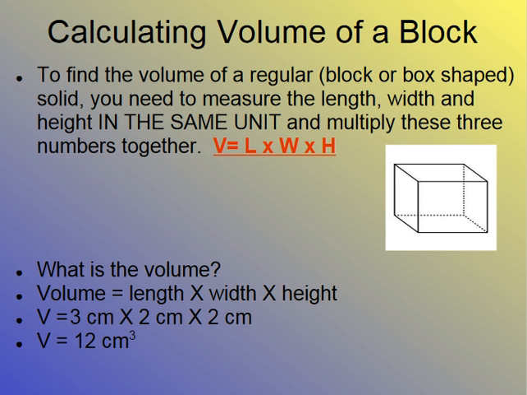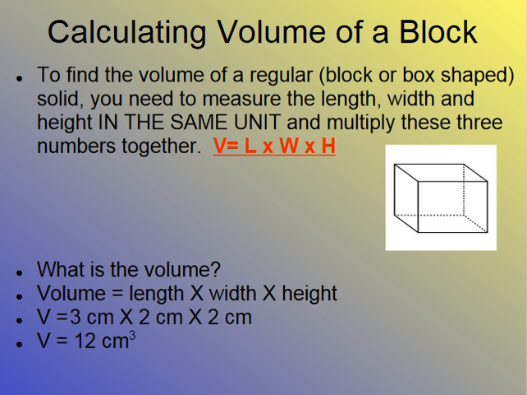Now, if you have an object such as a block or a brick, something with 6 smooth sides that you can easily measure with a ruler, you can actually use math to find the volume of the object. So to find the volume of a regular shaped object, and it does need to be a solid, which makes sense because if it's a liquid, it's not going to be a regular shaped object, all you have to do is take the length times the width times the height.